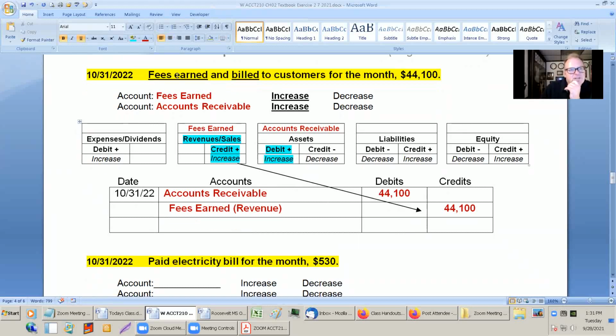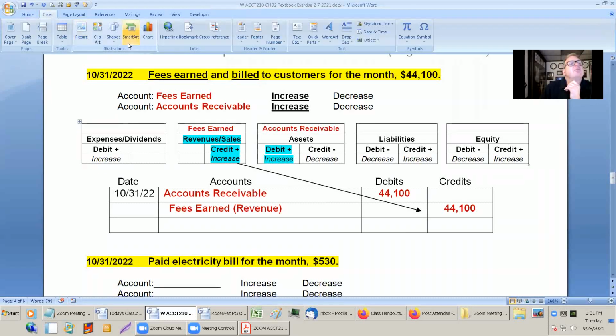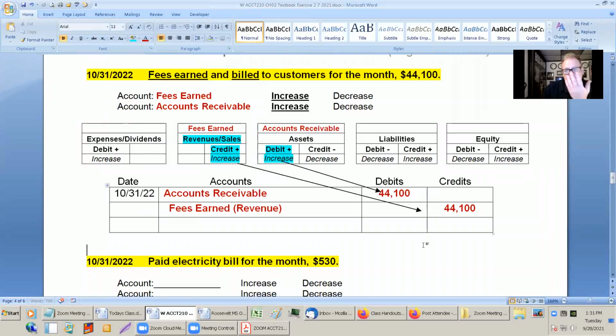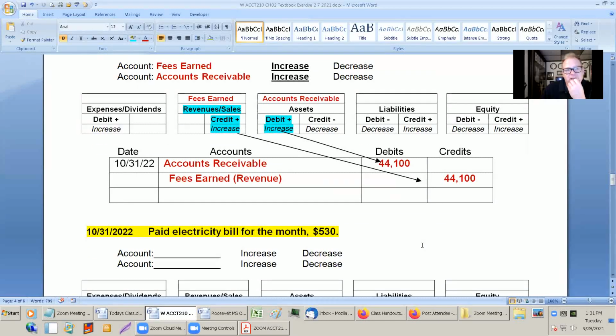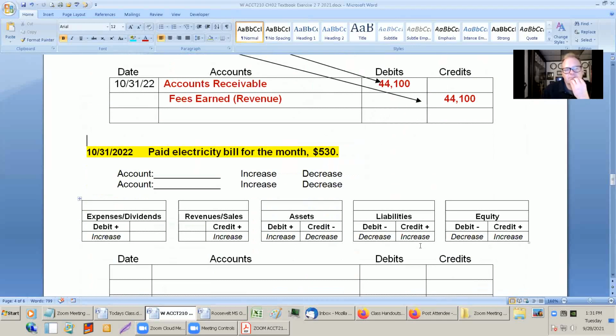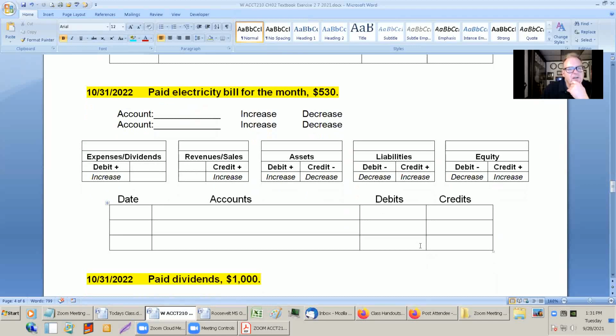Okay, so that's why this is the debit. But again, if you run into a revenue, you can actually just stop. Revenues, credits. Whatever's on the other side is going to be a debit. Okay.